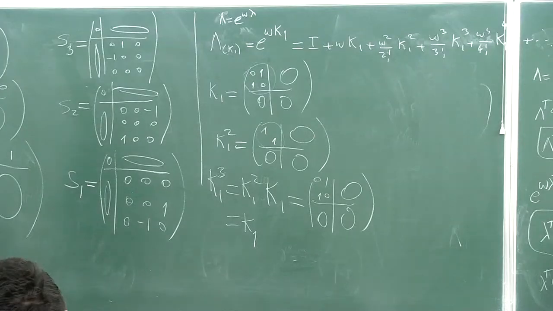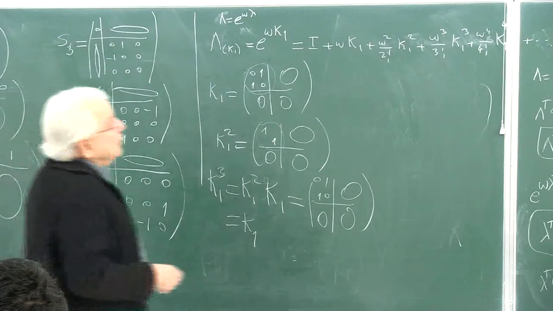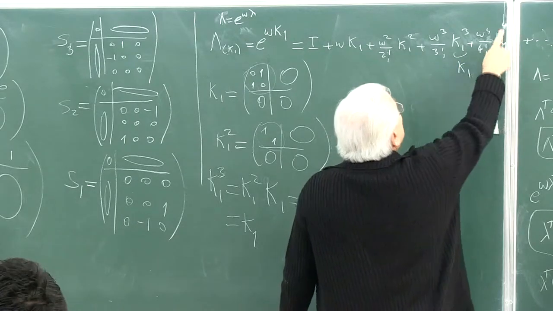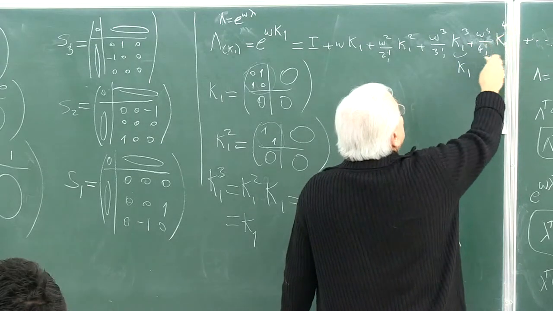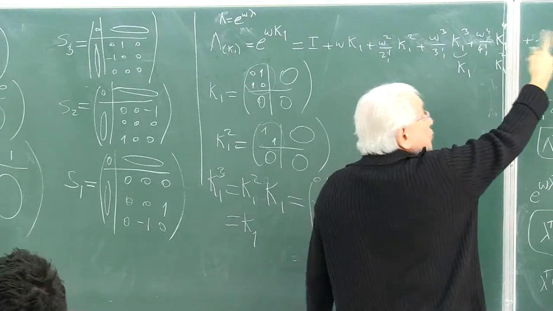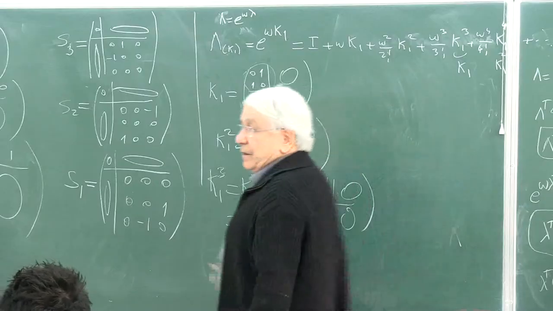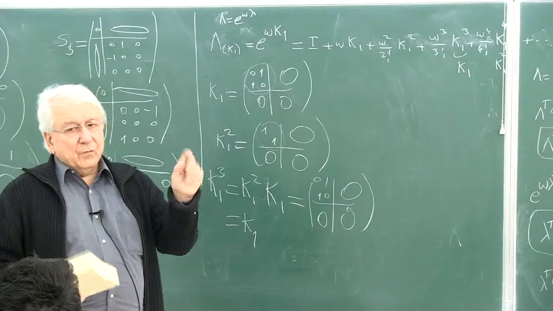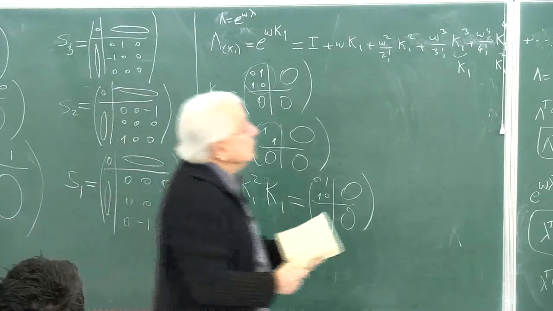You can repeat the same argument for all the other K's, which is K2 and K3 immediately. You can demonstrate that the cube of it is the same as the K1. If the cube is the same as K1, then K1 to the fourth is K1 squared. And K1 to the fifth is K1 cubed, again back to K1. So in this expansion, there are identities, K1s and K1 squareds. Let's write that down.